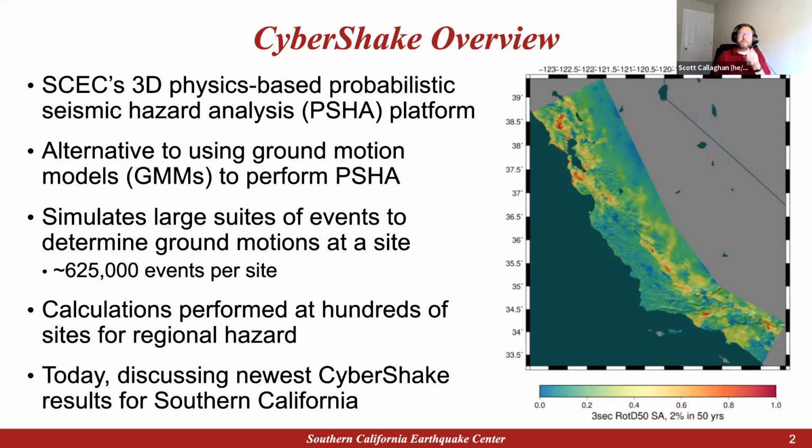With CyberShake, what we do is we pick a location of interest, say downtown Los Angeles, and we then take an earthquake rupture forecast, which has a list of all the earthquakes that we're interested in considering.